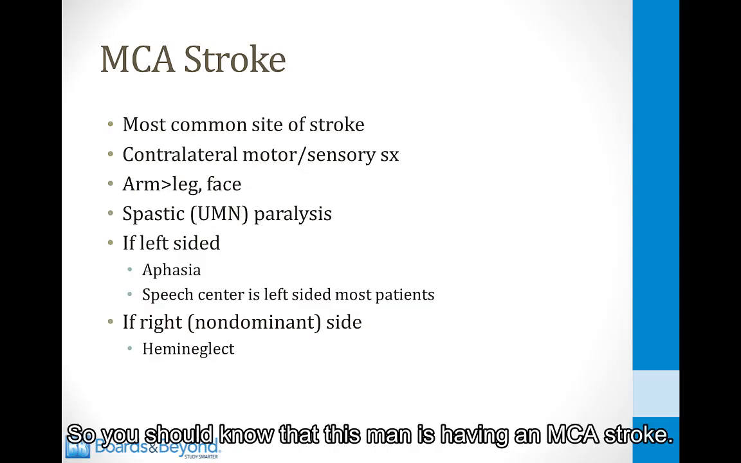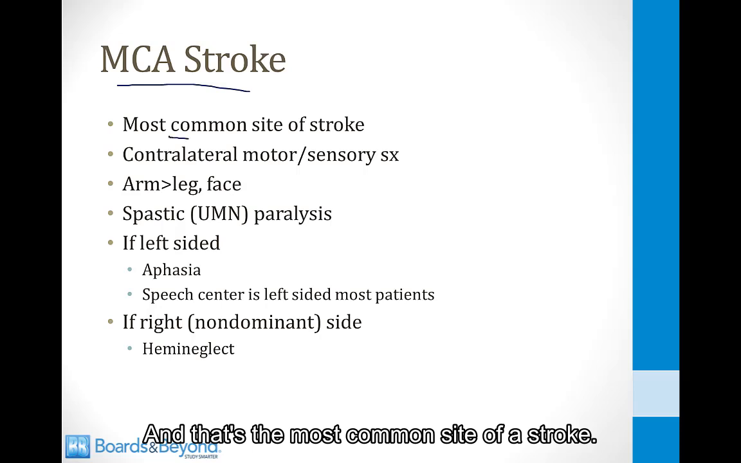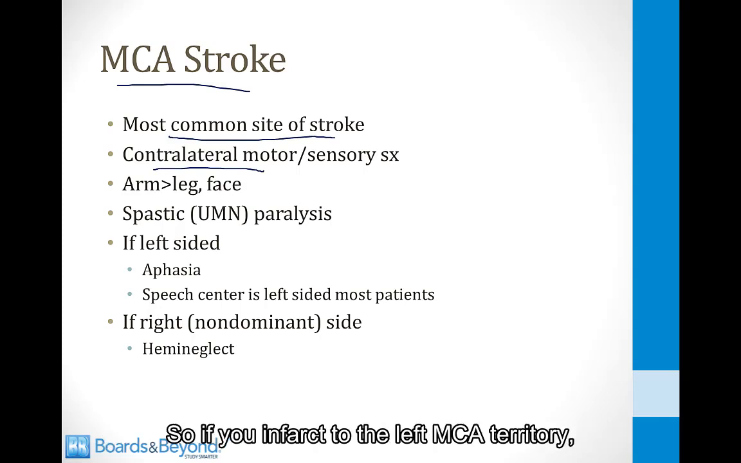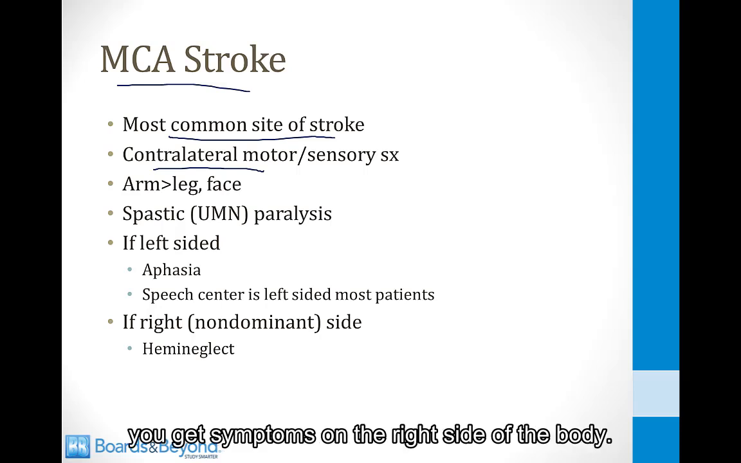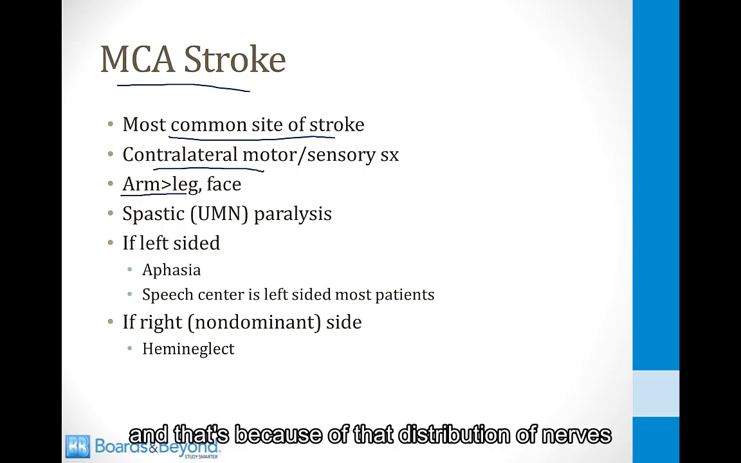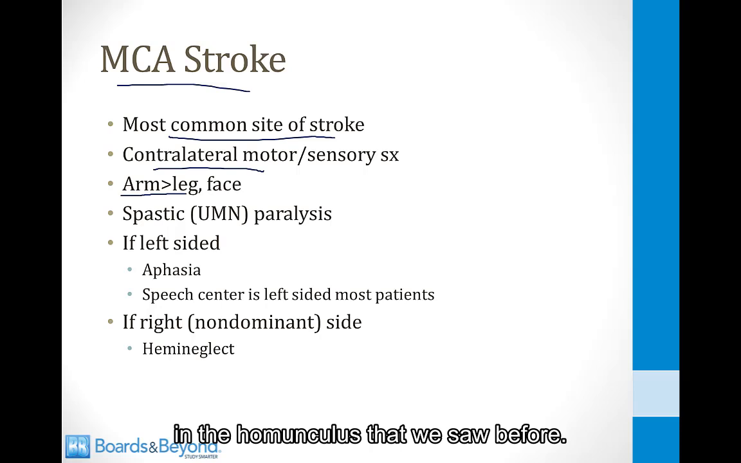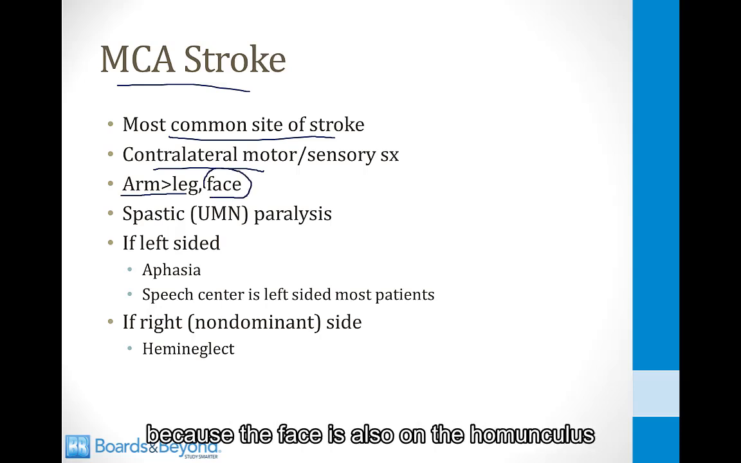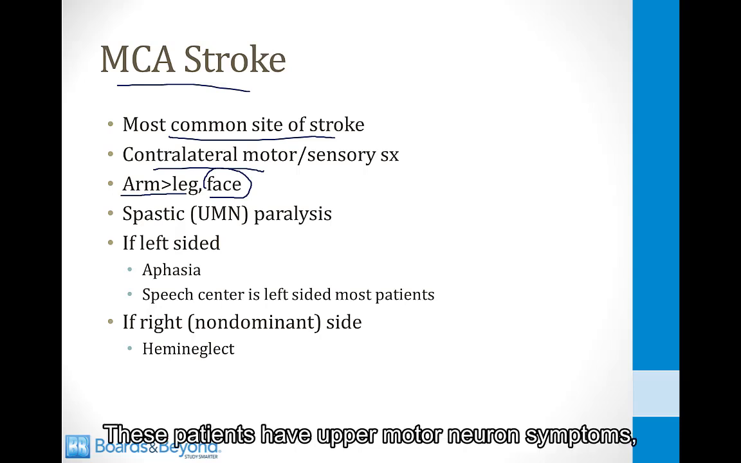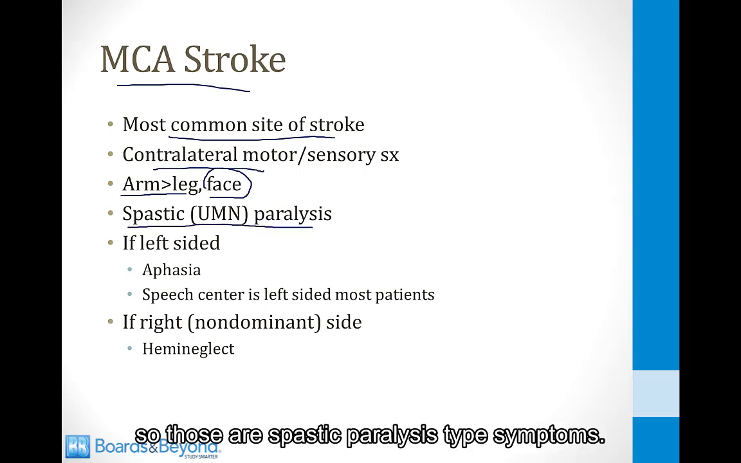So you should know that this man is having an MCA stroke, and that's the most common site of a stroke. You should also know that MCA strokes give you contralateral motor and sensory symptoms. So if you infarct the left MCA territory, you get symptoms on the right side of the body. The arm is affected more than the leg, and that's because of that distribution of nerves in the homunculus that we saw before. And then the face is affected because the face is also on the homunculus in the MCA territory. These patients have upper motor neuron symptoms, so those are spastic paralysis type symptoms.